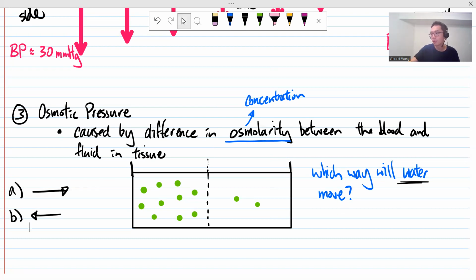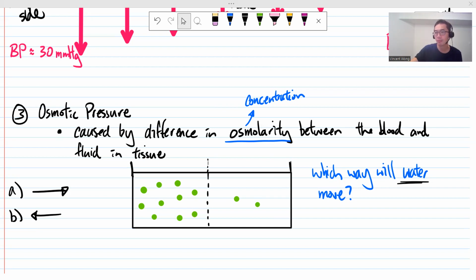Okay, let me do the poll with you. Please try to participate in the poll. That's the only way for me to see whether you guys are with me or not. Which way will water move? Okay, yeah, much better participation this time.